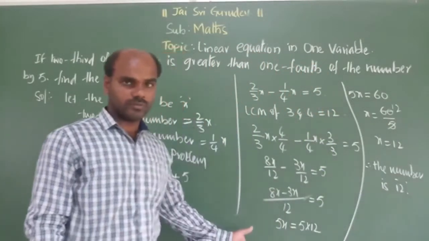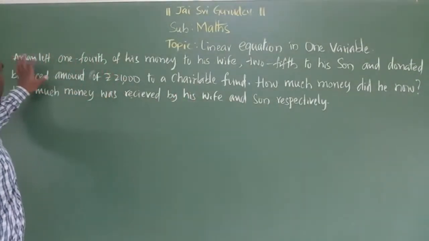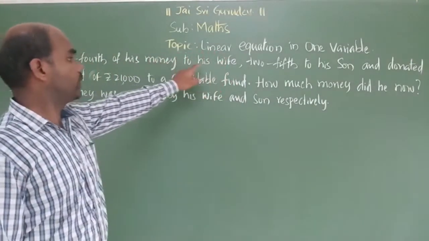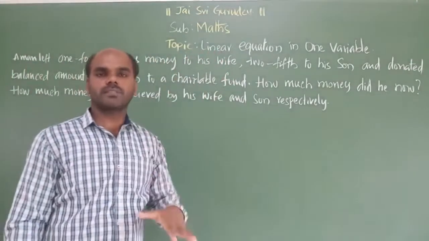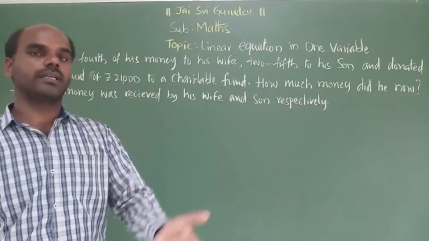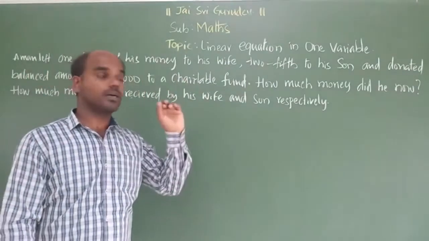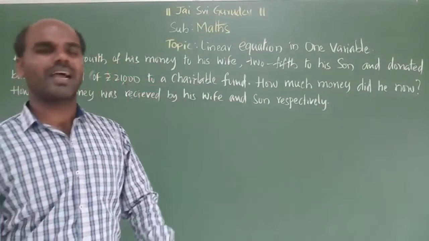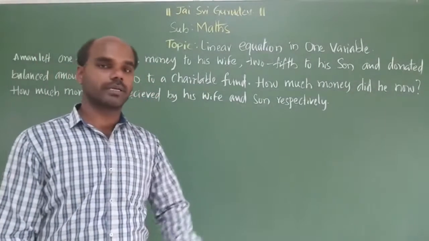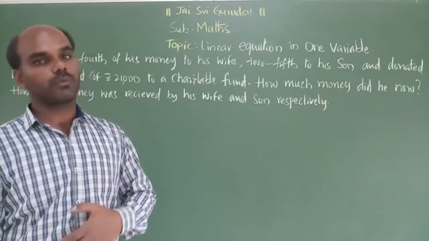Let's understand now. We are going to one more problem. A man left 1/4 of his money to his wife. A person has some amount, and he is giving it to his wife and son, and the remaining amount goes to a charitable trust. How much part is given out of the total amount?